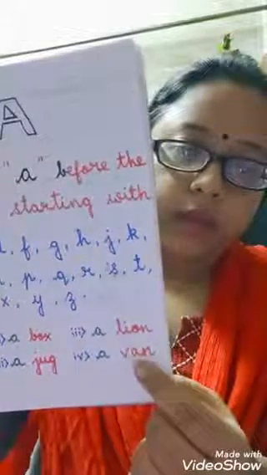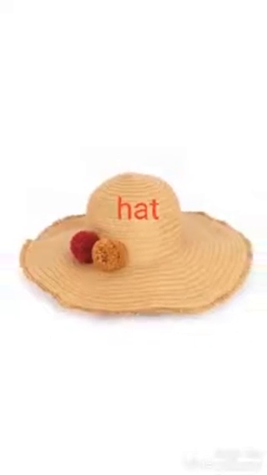Now, a van is a four-wheeled vehicle. You can see it on roads. Okay, so before starting the sentences in which I have used a, I'll show you some pictures again. Let's see. So what is there in the picture? It is the picture of a hat. So let's make a sentence out of that.